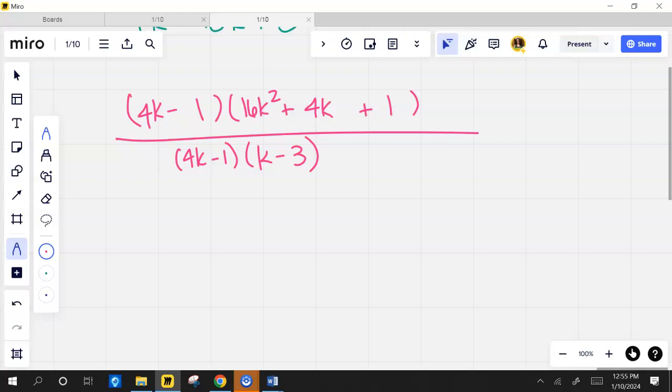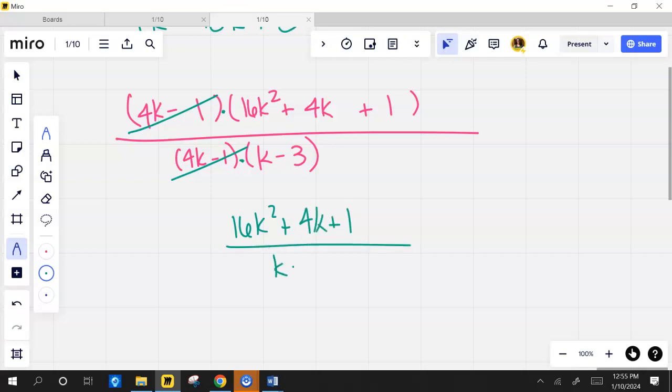Now here's what we do. Now we look for what cancels. And these are fun because we're canceling out whole chunks, right? So I'm going to cancel out this whole 4K minus 1 factor here. And I can do that because every plus or minus is enclosed in parentheses, and these are being multiplied. So I can cancel that whole thing out. What's left when that's gone? That's right. 16K squared plus 4K plus 1.